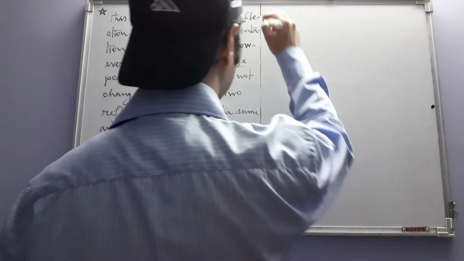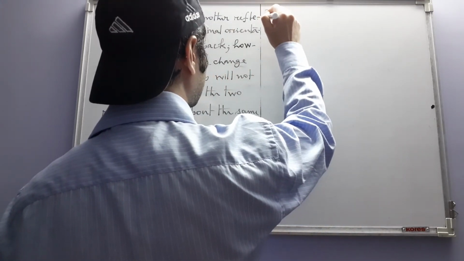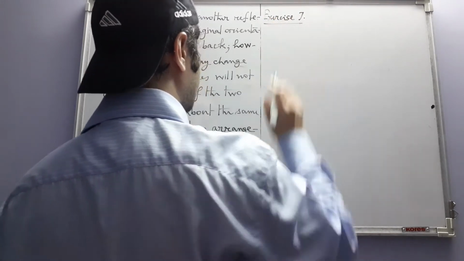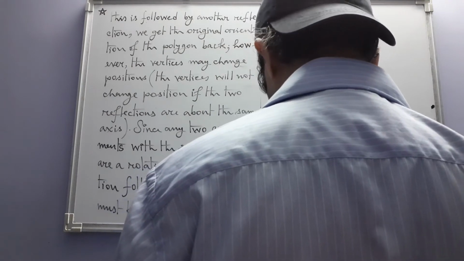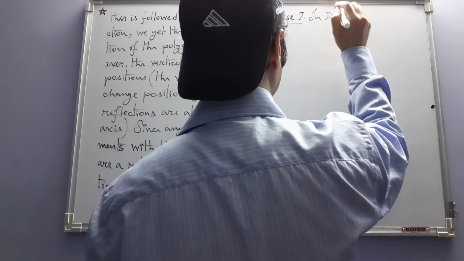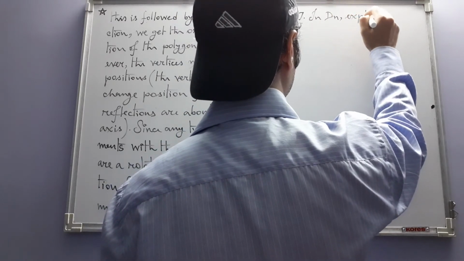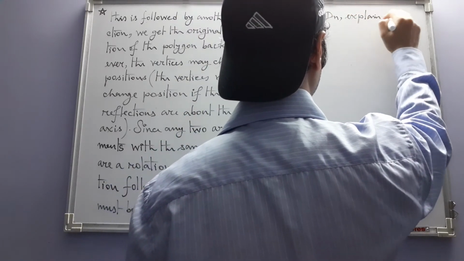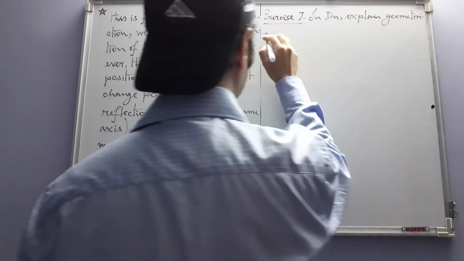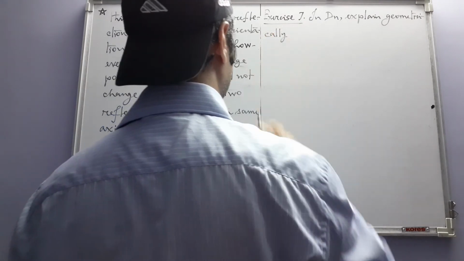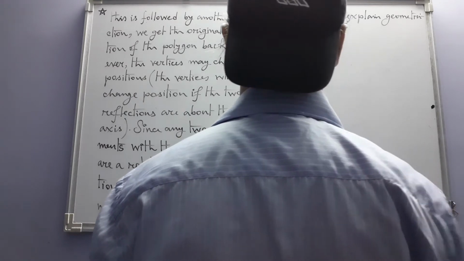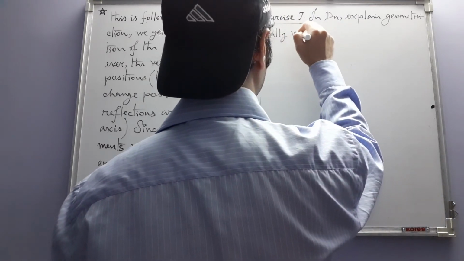Okay, then exercise 7 is a similar one. In Dn, explain geometrically why a rotation followed by a rotation must be a rotation.